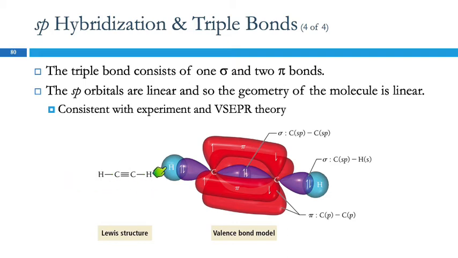This is going to be a linear molecule because the sp orbitals are linear. Because you made 2 of them, and 2 balloons are going to go on opposite sides of the nucleus. VSEPR theory also tells us this is going to be linear because we've got two electron groups. Questions?